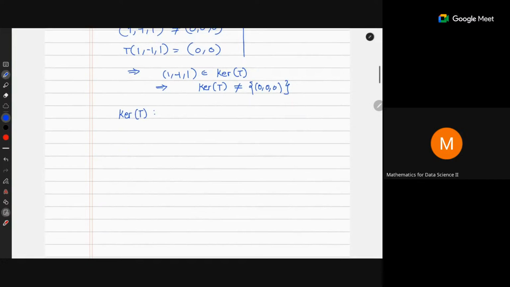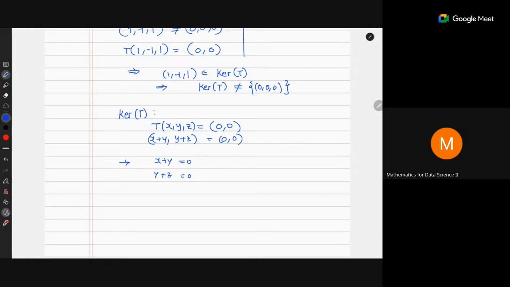What exactly is the kernel of T? For that, T of x y z should be equal to 0 0. That is x plus y plus z, which is equal to 0 0. This corresponds to a homogeneous system of linear equations, which is this.